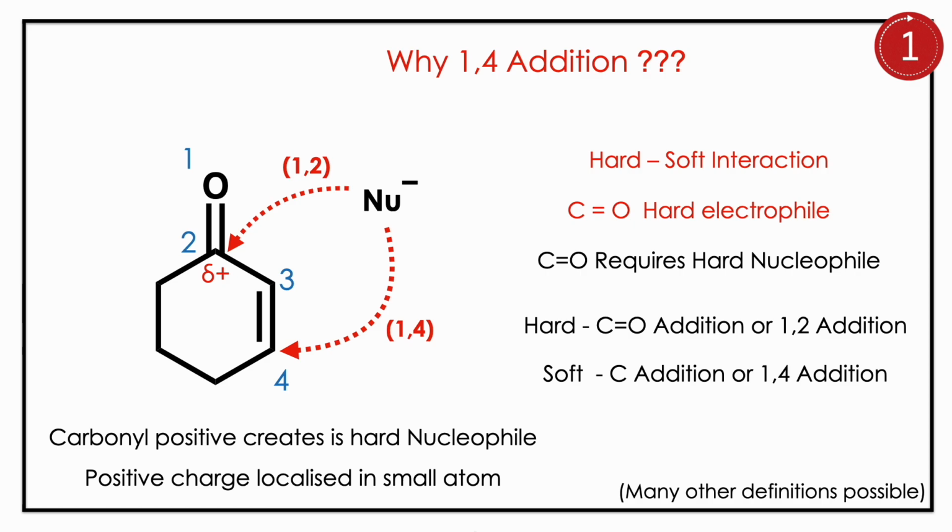You may wonder why 1,2 and why 1,4 addition. Here carbonyl is the hard electrophile, meaning the charge is localized on a small atom, so it's considered as hard. So hard soft principle, hard interacts, meaning carbonyl is a hard electrophile, interacts with hard nucleophile. That is why you have 1,2 addition. Soft is opposite, you have 1,4 addition. So you should know the fact that hard soft interaction decides the regioselectivity of 1,2 and 1,4 addition.